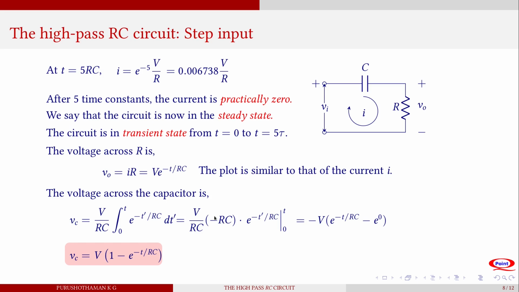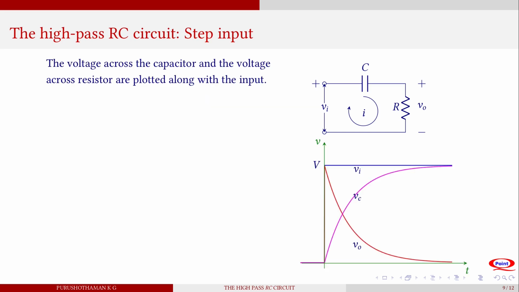So this expression is different. For the load voltage or the output voltage, it was an exponentially decaying function V e raised to minus t by RC. In this case, it is V into 1 minus e raised to minus t by RC. So 1 minus this exponentially decaying function is an exponentially rising function. Let us plot all the waveforms. Plot the output voltage and voltage across the capacitor along with the input. This will be the plot.